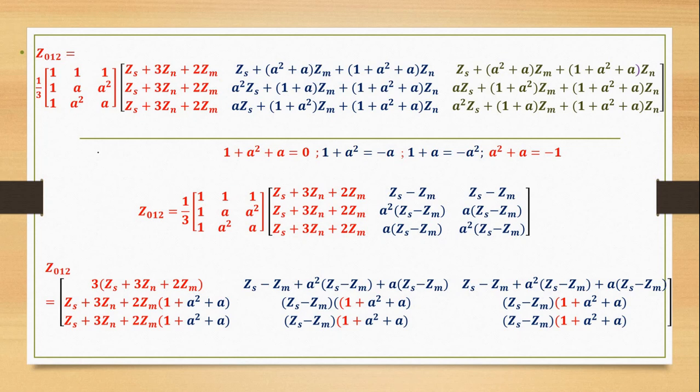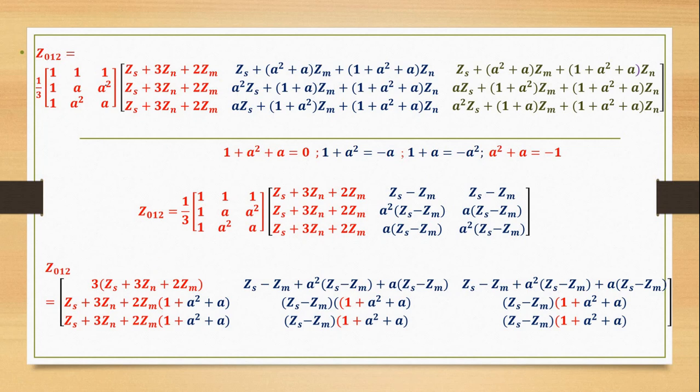this is reduced now. So Zs minus Zm plus A square into Zs minus Zm plus A into Zs minus Zm. So sum up all the values. And the third column is multiplied by row number 1. So 1 into Zs minus Zm. Next 1 into A into Zs minus Zm. Third 1 into A square into Zs minus Zm. Now sum up all.